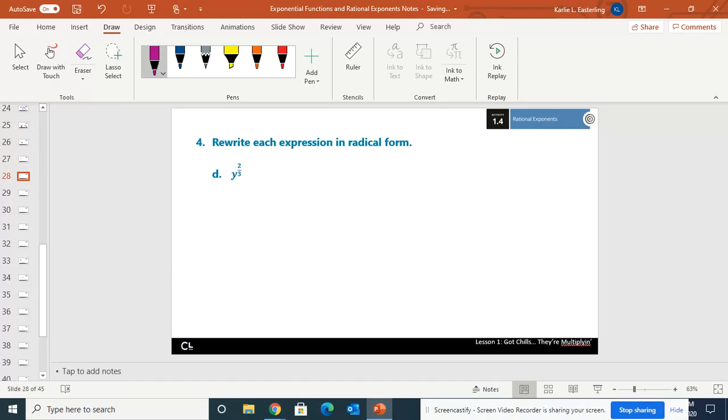On D, you're looking at y squared underneath a cubed root. All right.